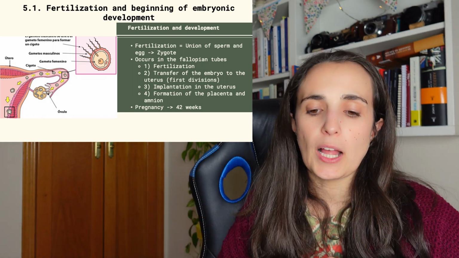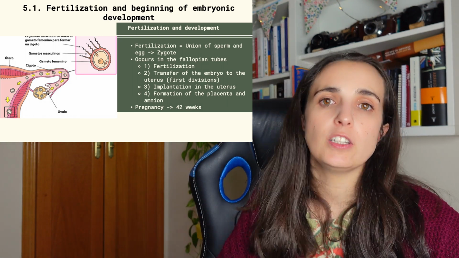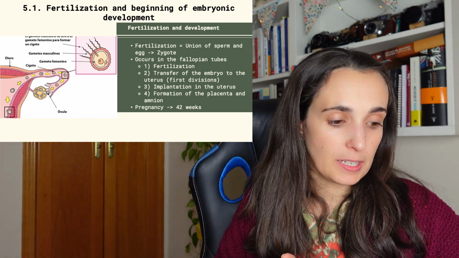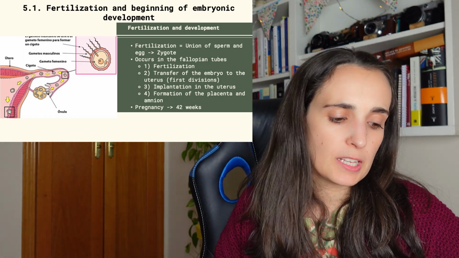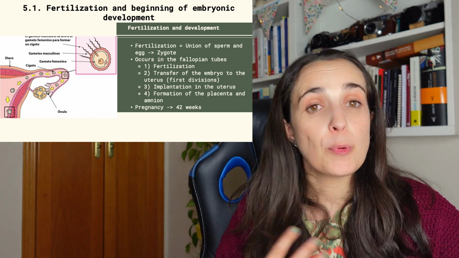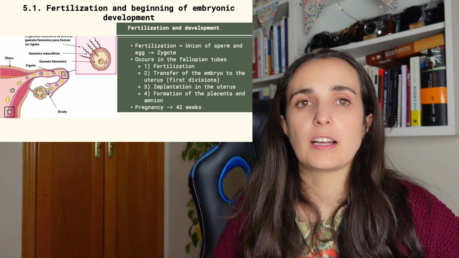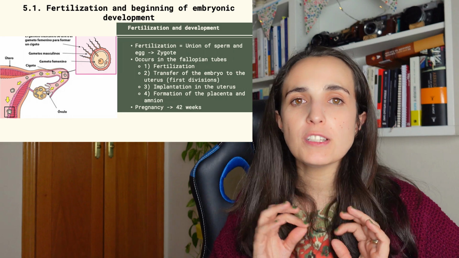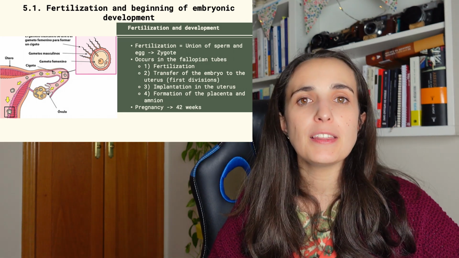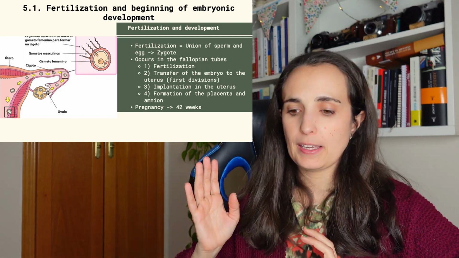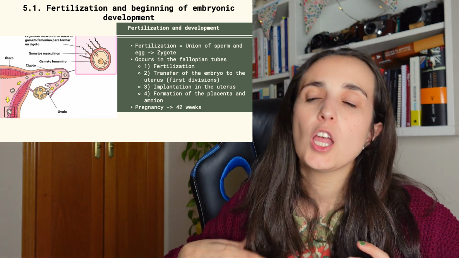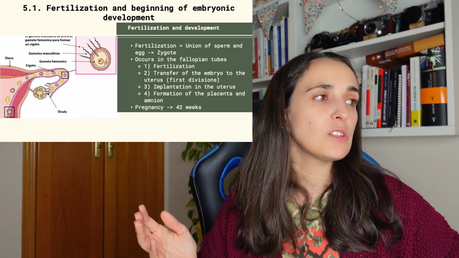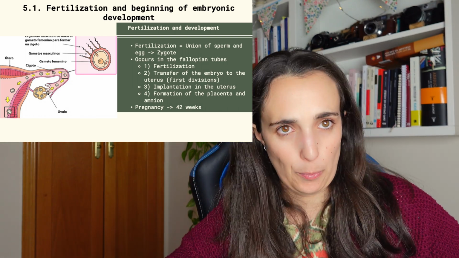Okay, so the last phase is going to be starting producing these two structures. From the moment of fertilization, we can say that the pregnancy period has started, and it will last on average, theoretically, 42 weeks, and it will be divided in 3 terms, because it's 9 months, so 3 months, 3 months, and 3 months.